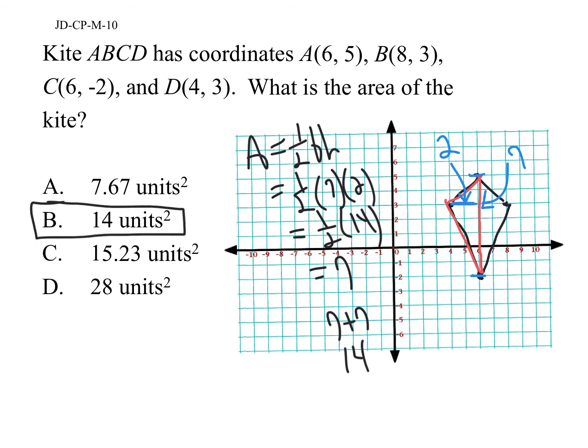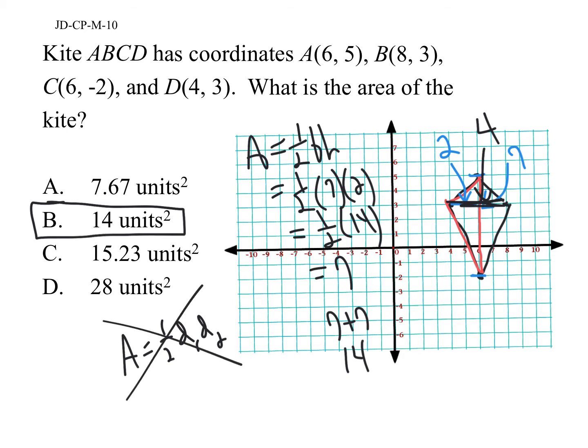Another way of doing this, you could figure out the diagonal measurements on the kite, and then you could do half of the diagonals multiplied together. 7 we already have. The other diagonal going all the way across would be 4. So you could take 7 times 4 is 28. Half of that is 14, but it might be simpler, I think, just to split it into two identical triangles. I think that's going to stick with you longer than just trying to memorize a random formula.